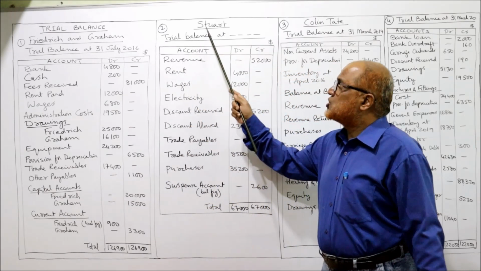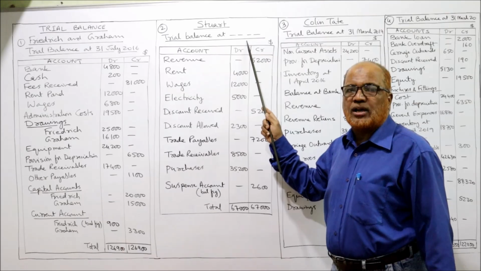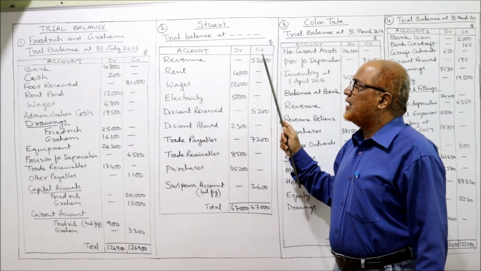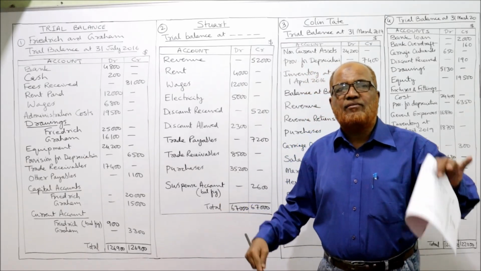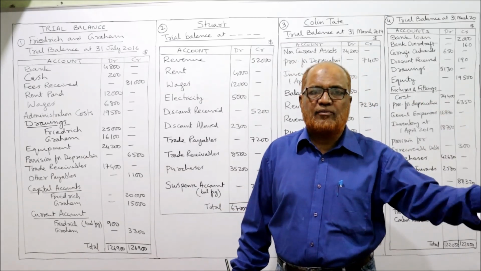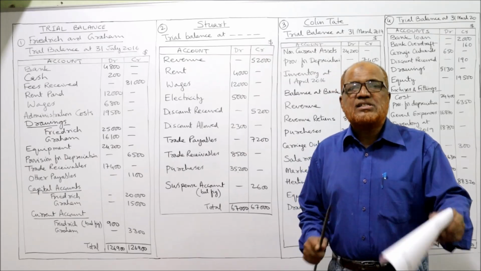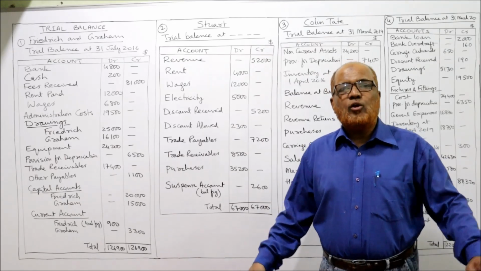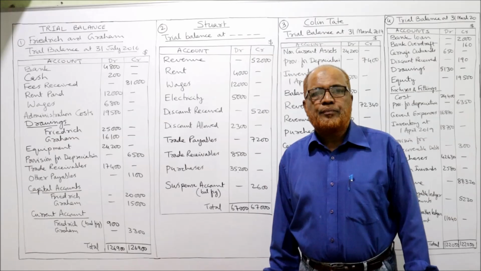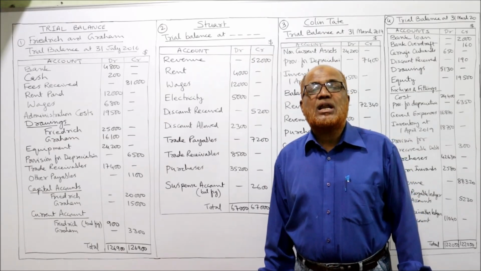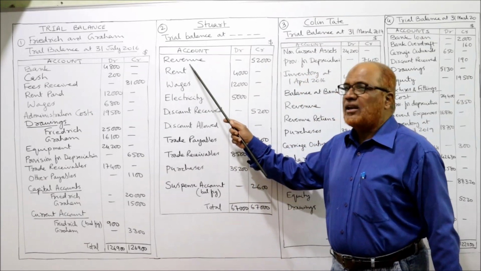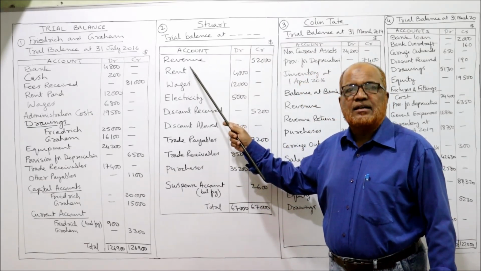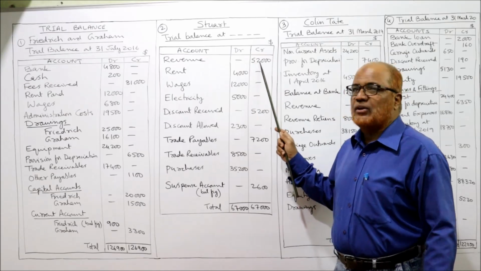So here you can see Stuart's trial balance; the date is not given. Then debit column, credit column, account. One by one we have to decide which item will be taken in the debit column and which in the credit column. First, revenue. Revenue means sales revenue. Sales always show a credit balance. So sales revenue, credit side, 52,000.